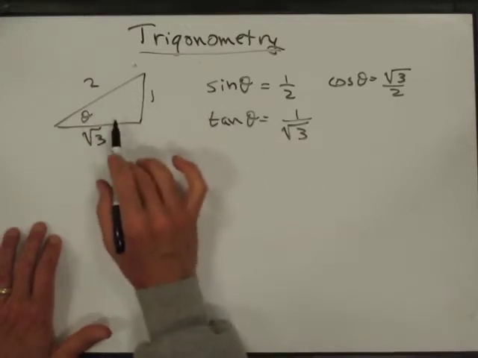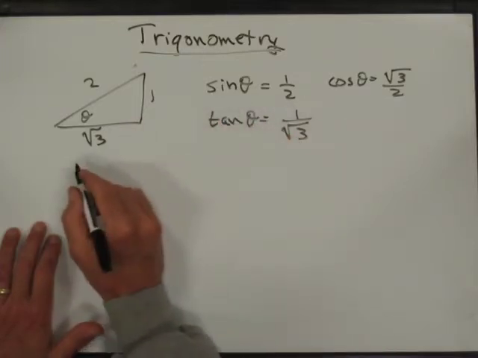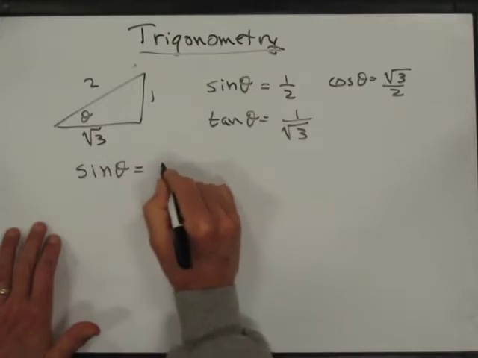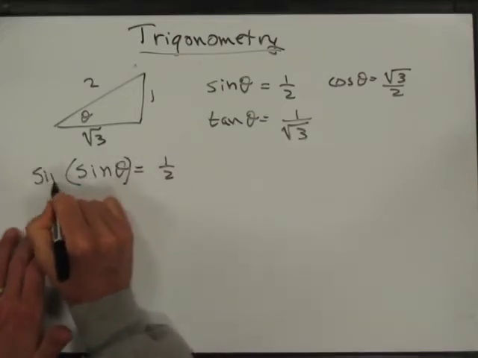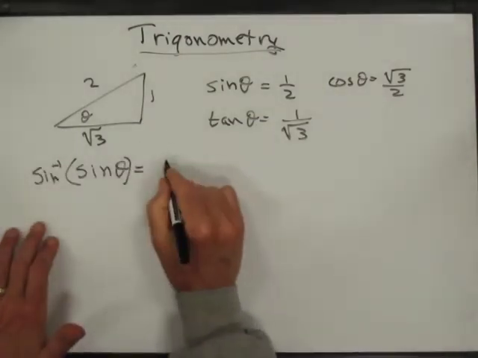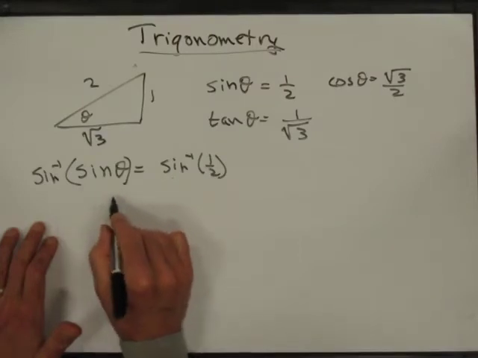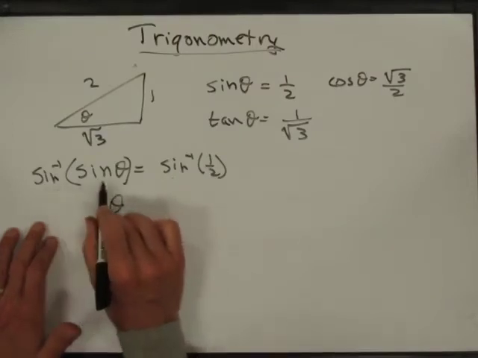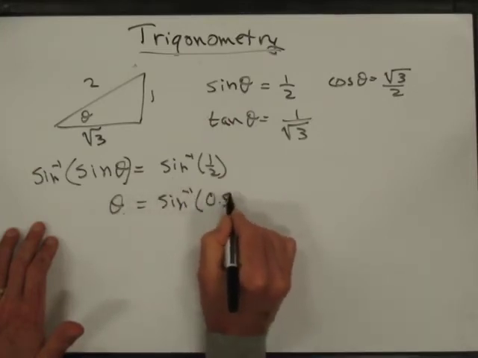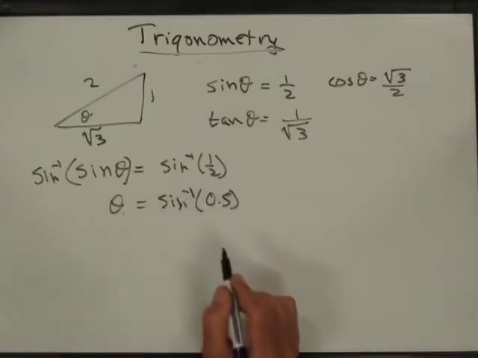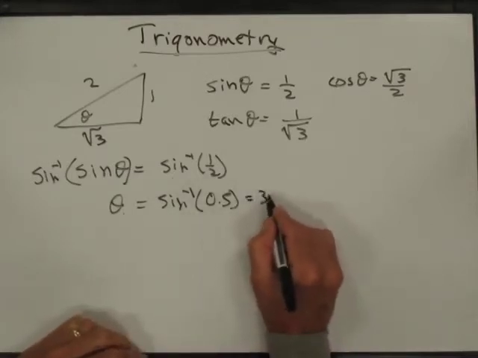So if we know any two of these sides, we can figure out what the angle is. The way you invert this equation, you can say, well, if sine theta is equal to 1/2, then if I want to solve for theta, I have to take the inverse sine of both sides. The inverse function of a function undoes it, so sine inverse of sine of theta is just theta. Sine inverse is just a function on your calculator. You should be able to find that on your calculator and take the sine inverse of 0.5, and you'll notice that that's 30 degrees.